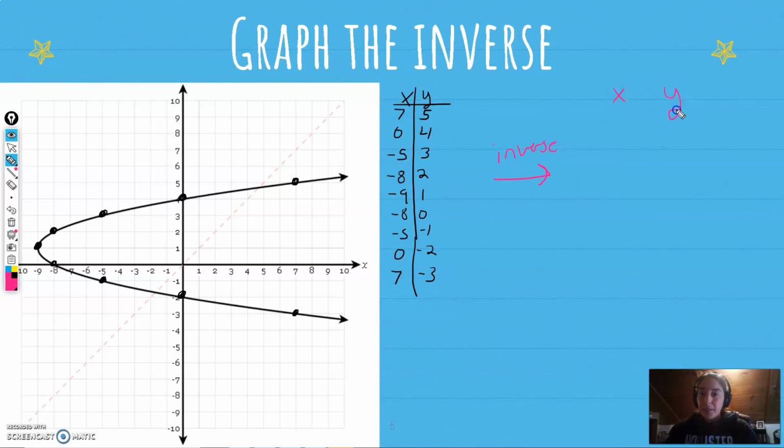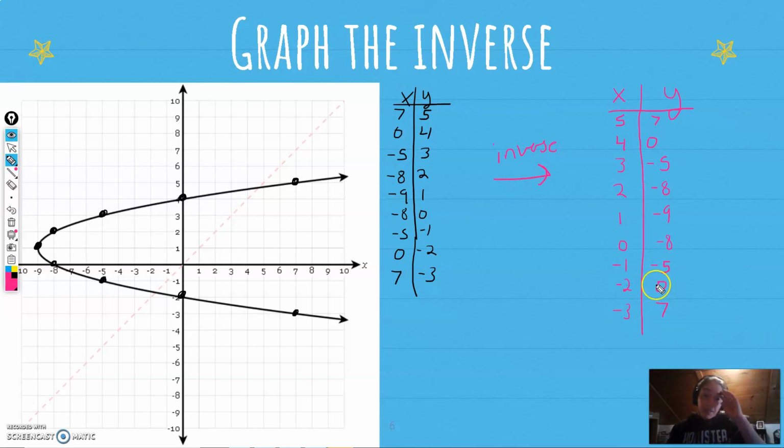So my new x and my new y by just flipping my old x and y. So that's going to be 5, 7, that's going to be 4, 0, that's going to be 3, negative 5, that's going to be 2, negative 8, it's going to be 1, negative 9, 0, negative 8, negative 5, negative 1, negative 2, 0, negative 3, 7.